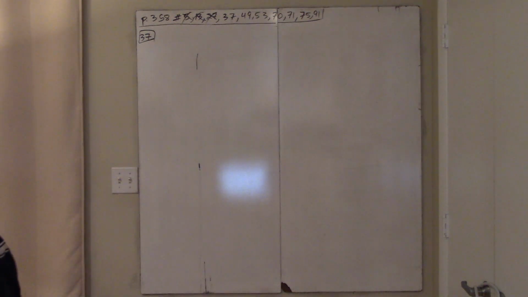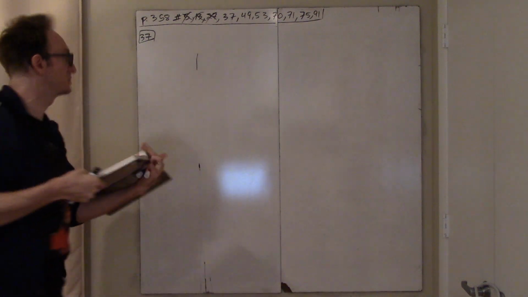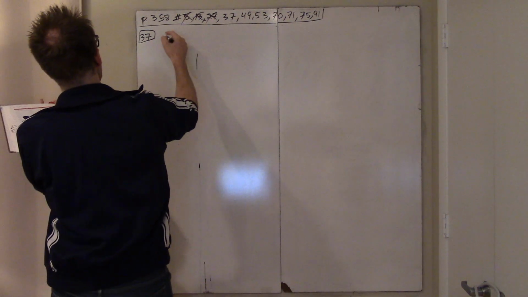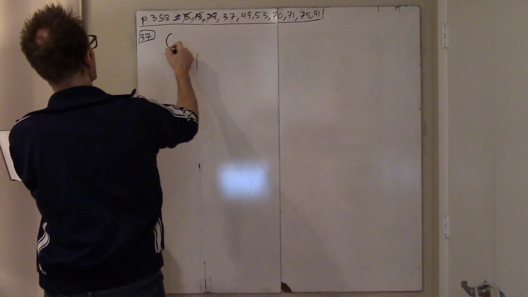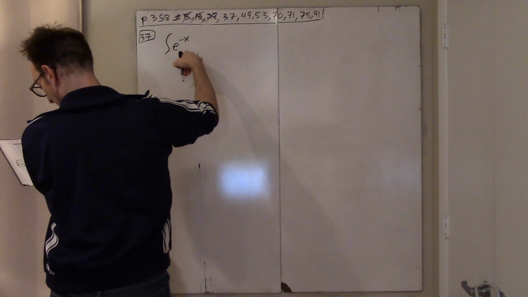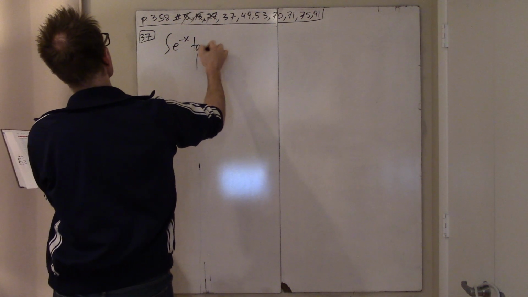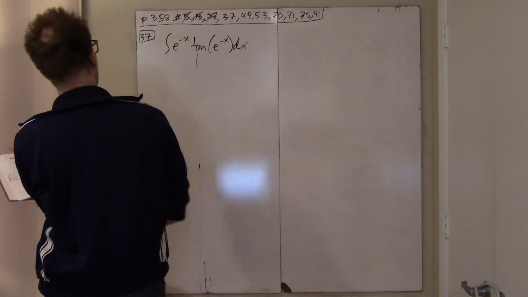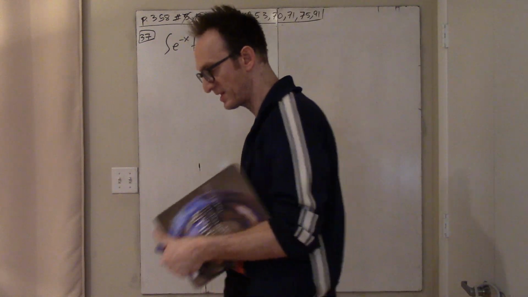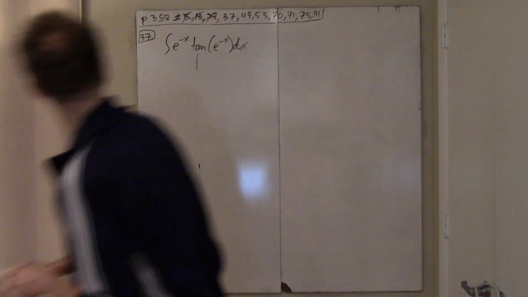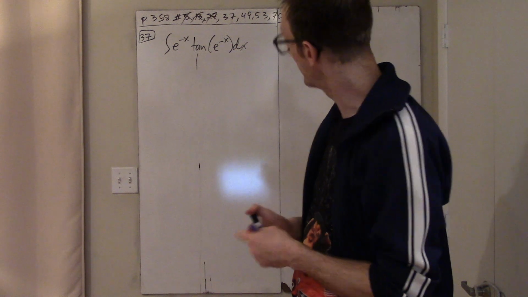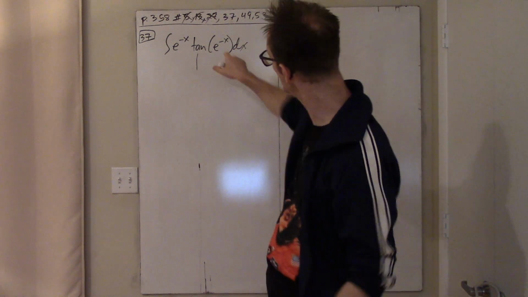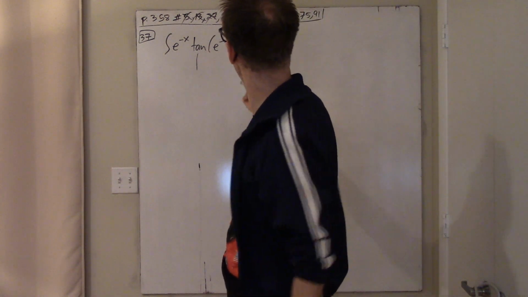37 says, can you do the antiderivative of e to the negative x tan e to the negative x? Okay, and there are some clear things to do here. First of all, it certainly looks like some chain rule happened here. This inner function should be subbed out.